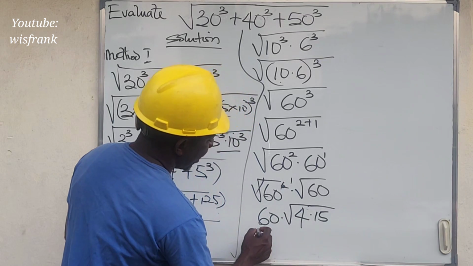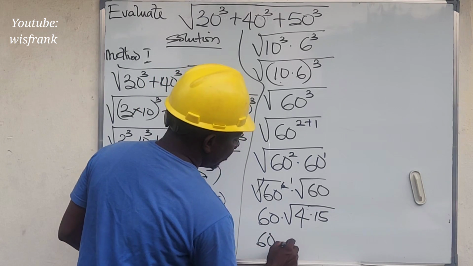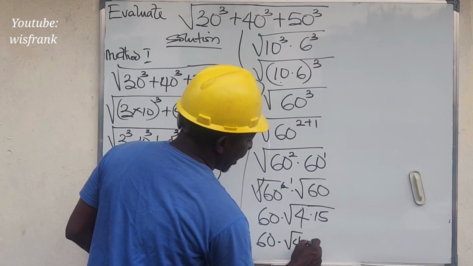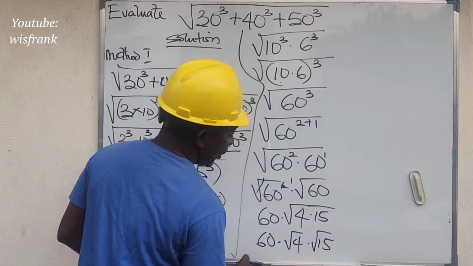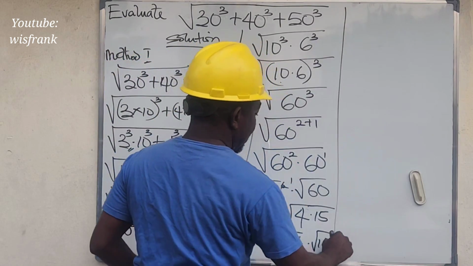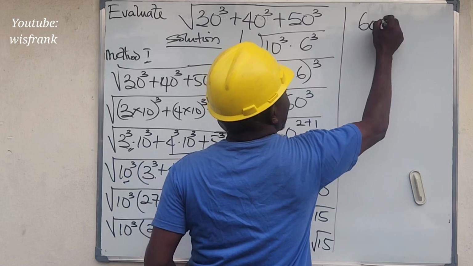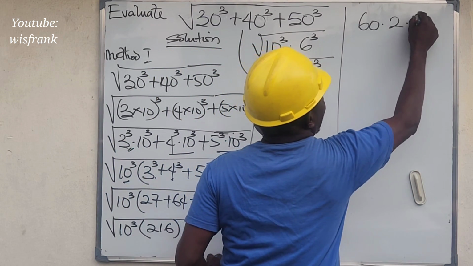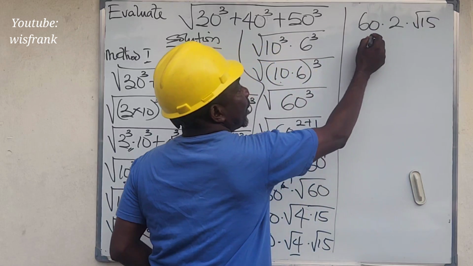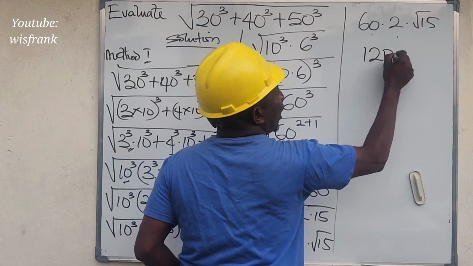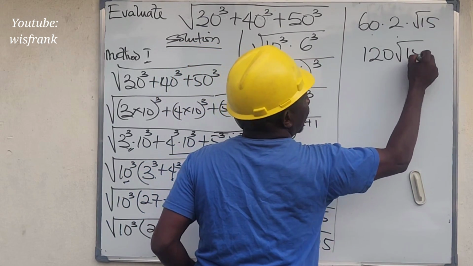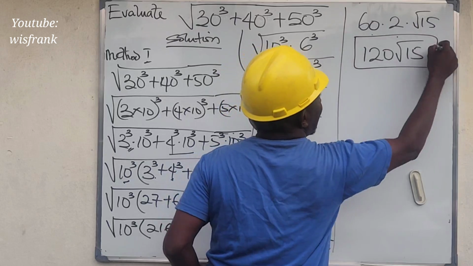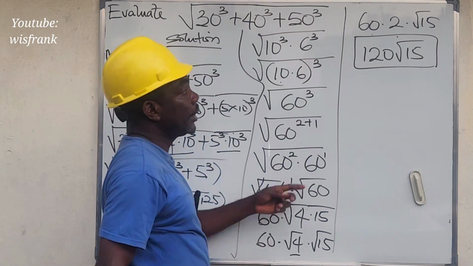So in this case, we can rewrite it as 60 times square root of 4 times square root of 15. So here, we have 60 times square root of 4 is 2, times square root of 15. 60 times 2 is the same thing as 120 times square root of 15. So this is the answer to this question. And this is method 1.